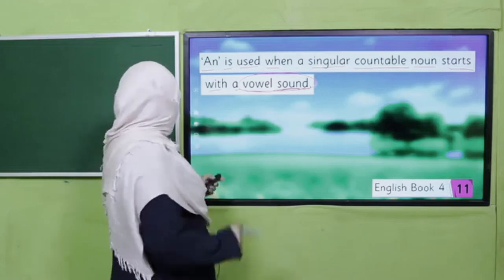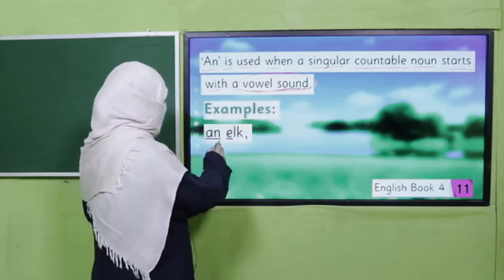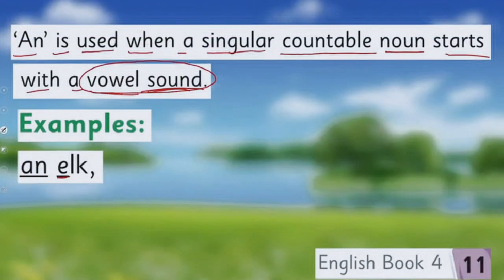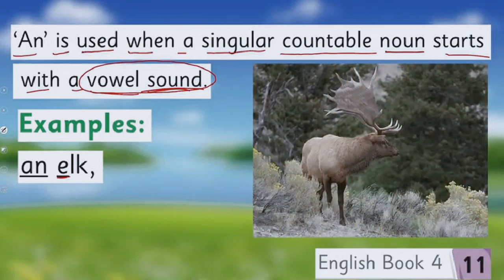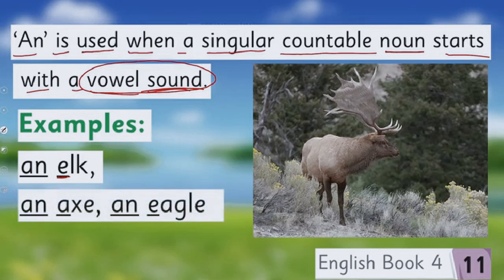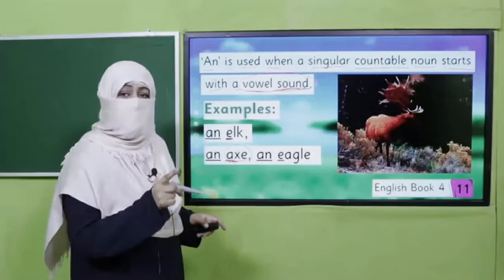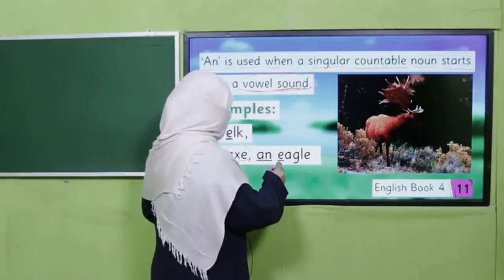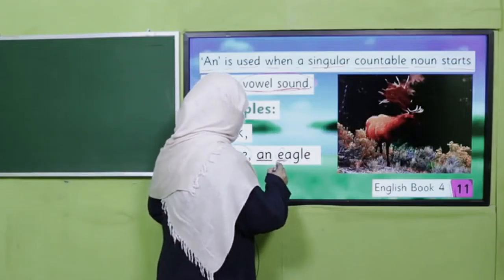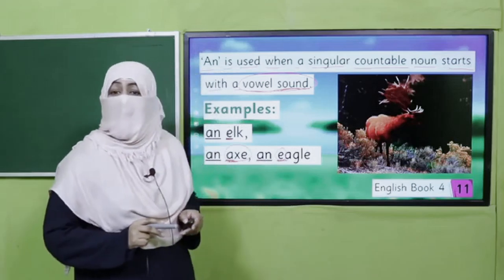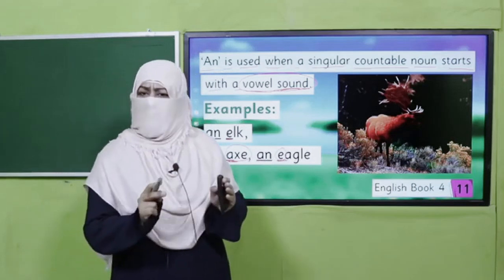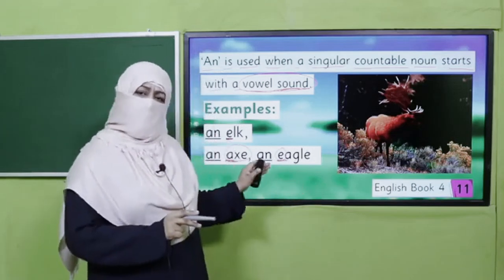So, first, let me tell you its examples. An elk. So, E is a vowel. And do you know what an elk is? This animal is an elk. All right. Next is an axe. You know, axe, and it is starting with vowel A. That's why we will not say a axe. We will say an axe. And an eagle is starting with vowel E. That's why we will say an eagle. So far, it's very simple and easy. You know all these rules. We have learned it before.